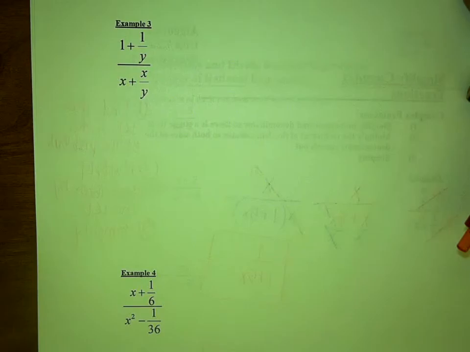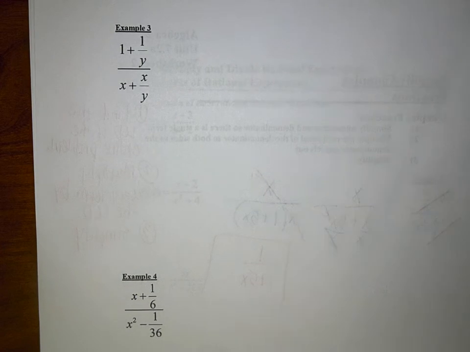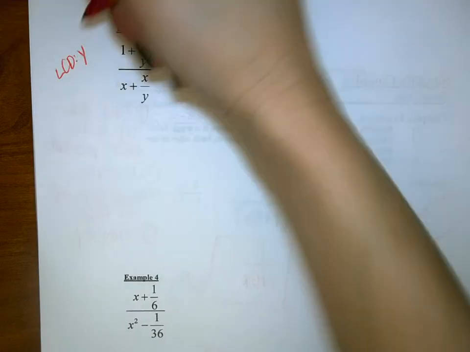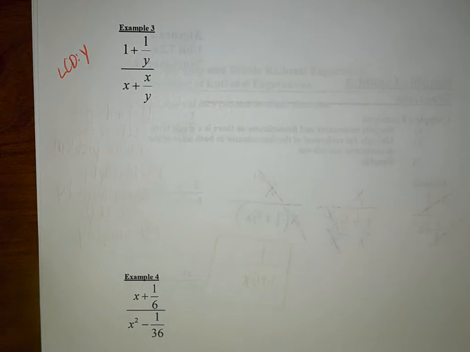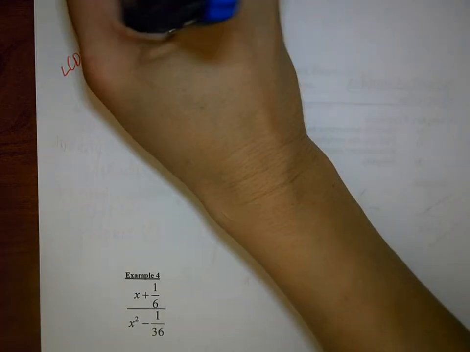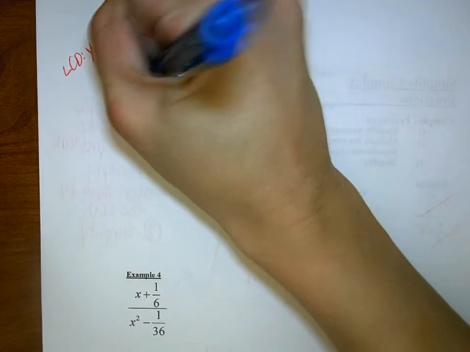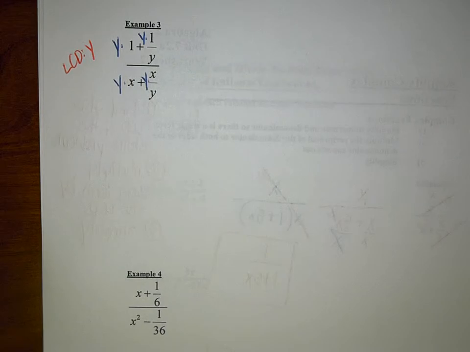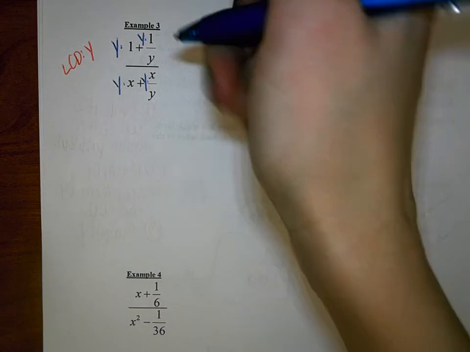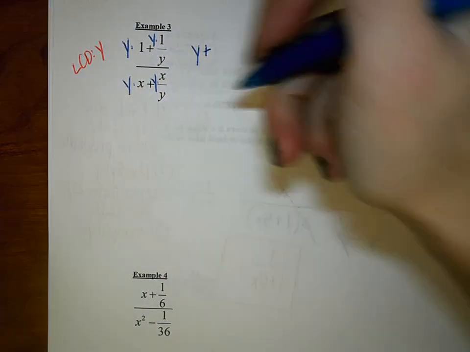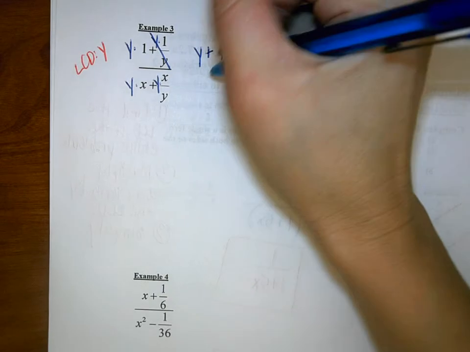All right. Example 3. What is my GCF on this problem? Sorry, not GCF, LCD. My LCD is y. My least common denominator is y. So we go to every term, and we're going to write times y. On my first one, y times 1 is just y. Plus, my next term, what happens? So I just have a 1.